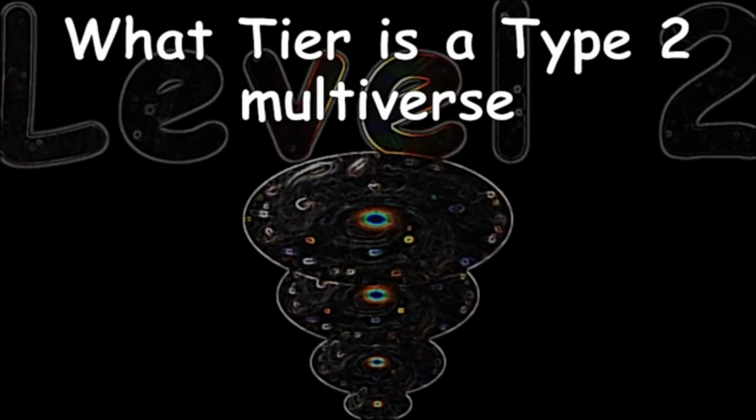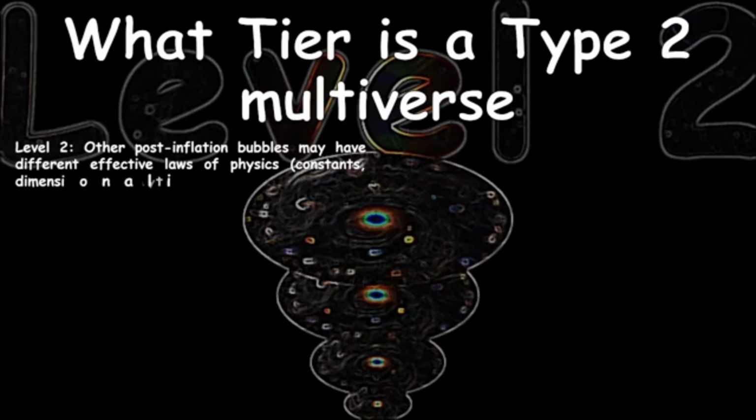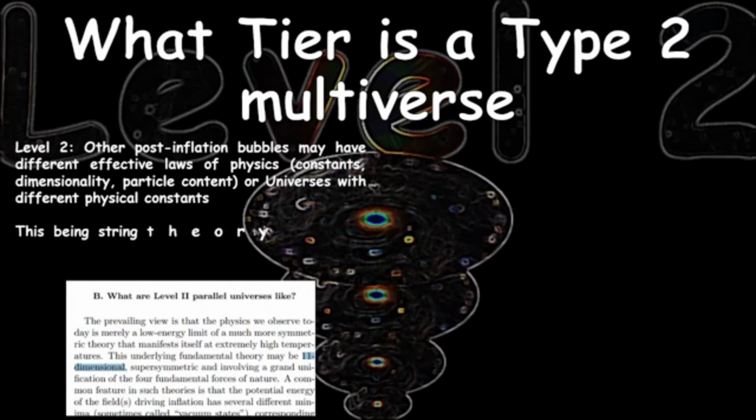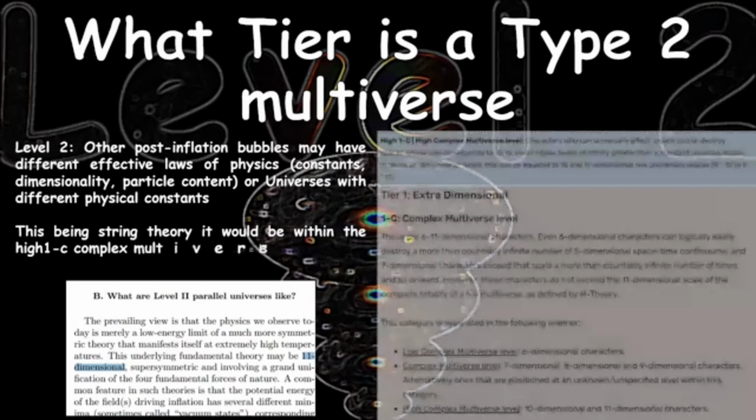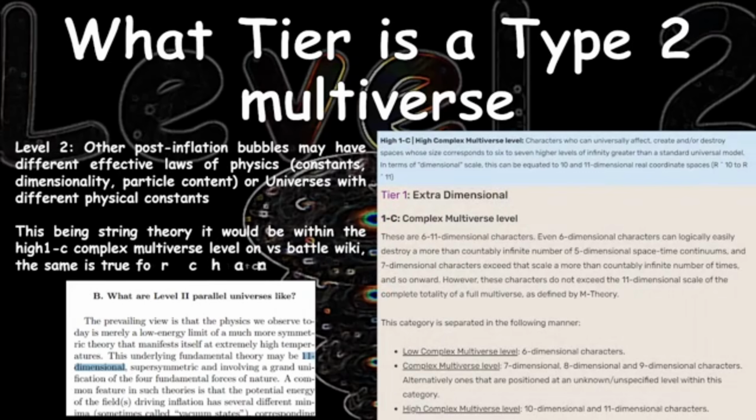Now, what tier is a Type 2 multiverse? Once again, we have its official name as it's given. However, as we said before, a Type 2 multiverse is basically string theory, which is 11-dimensional, which would be high 1C complex multiversal on Versus Battle Wiki, and the same is true for character stats and profile.